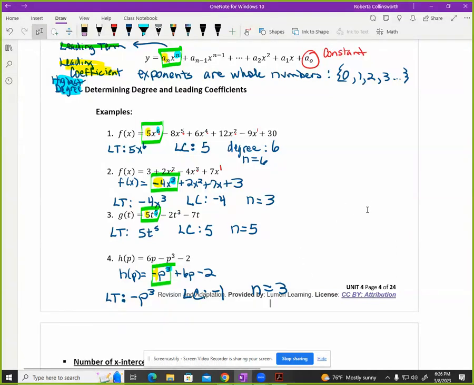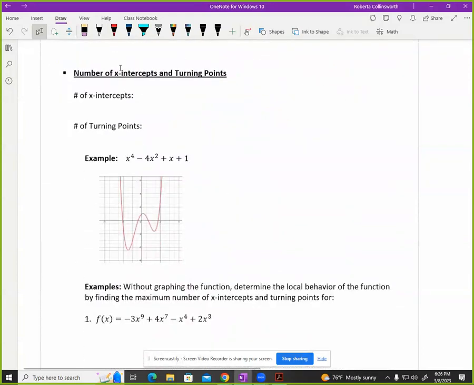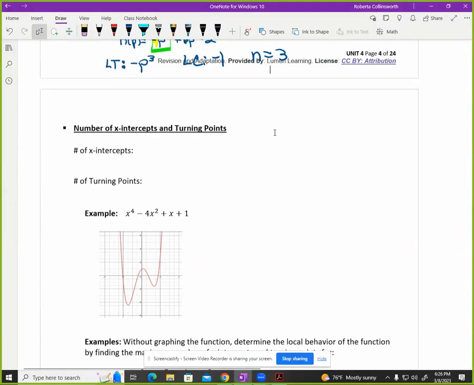Okay. Any questions about that? So now let's look at the next heading. It says number of x-intercepts and turning points. We just talked about turning points, and previously we've talked about x-intercepts. I have tied all this together and talked about it already before, except the turning point.